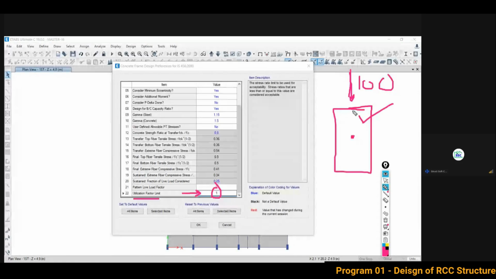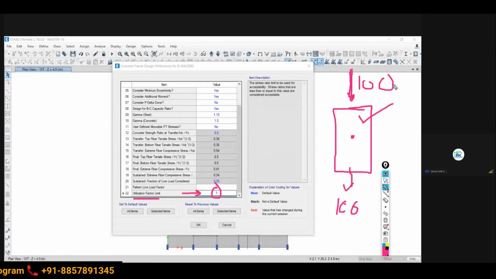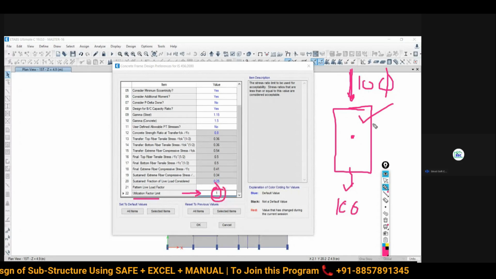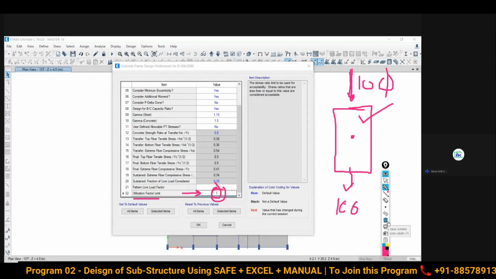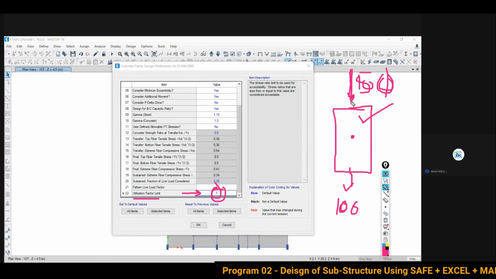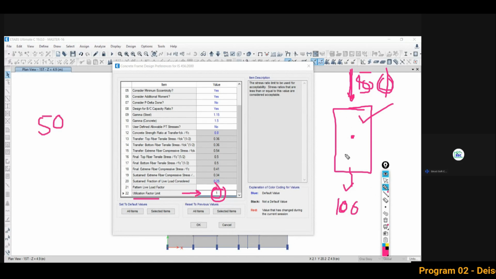You are utilizing up to 100% of its capacity. The capacity of the column is 100 kilonewton, and you are going to apply 100 kilonewton. Then when 101 load acts, your software is going to show it is failing. Just as an example, to understand in a simple way: your capacity is 100. When you apply 50 kilonewton, the utilization is only 50% of the capacity of this column.